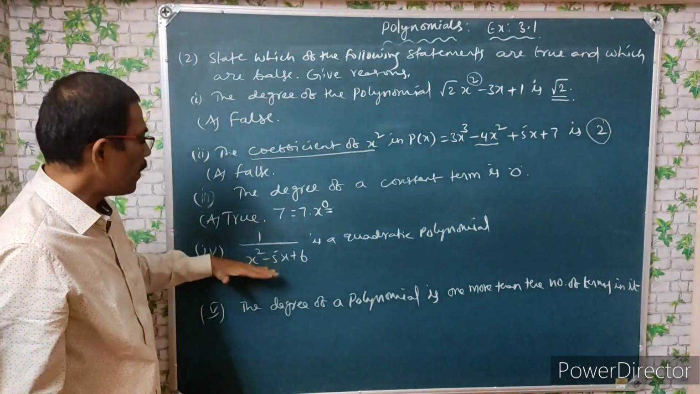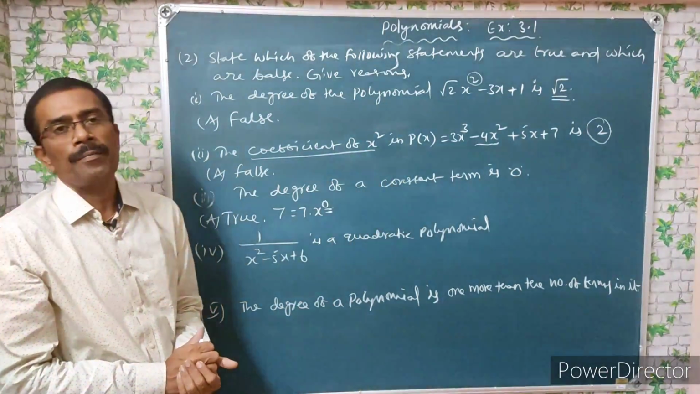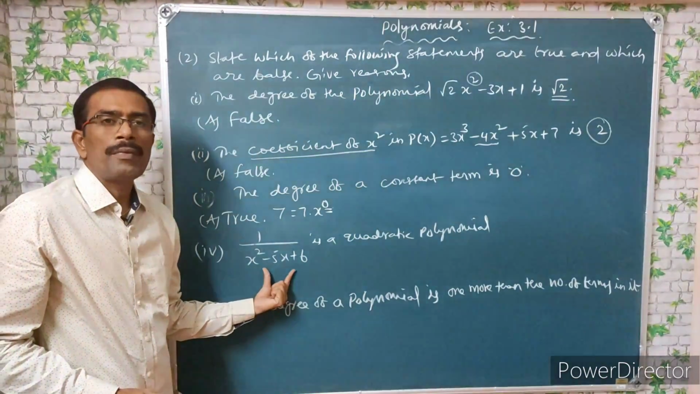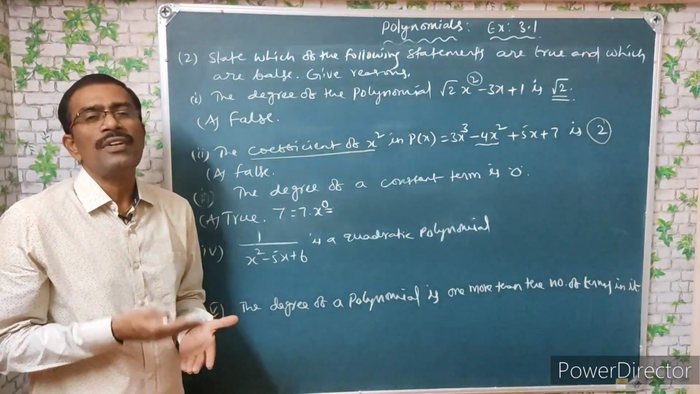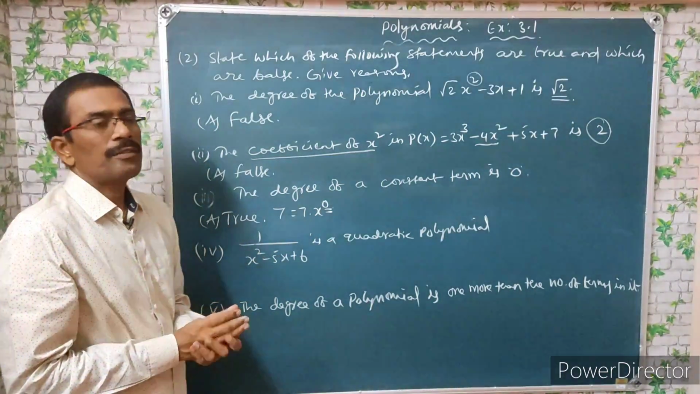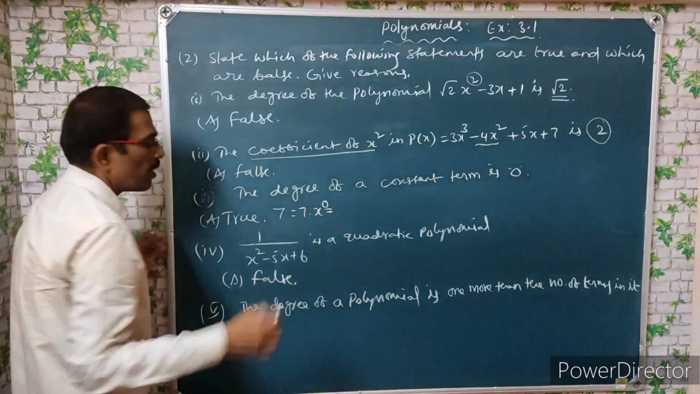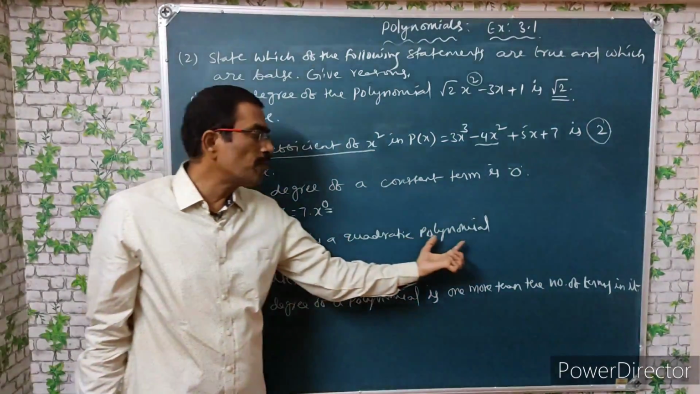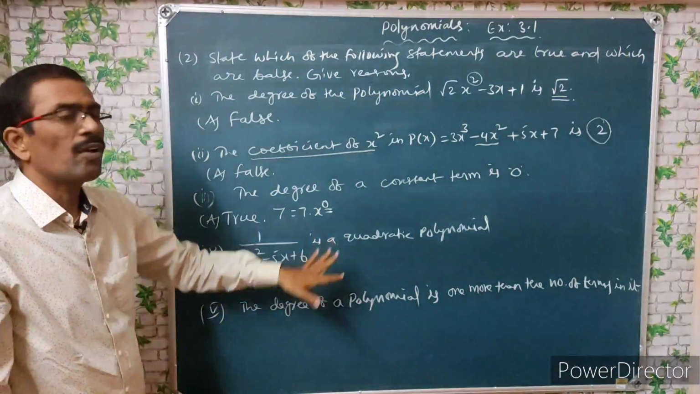Next, 1 by x square minus 5x plus 6 is a quadratic polynomial. See, first of all, it is not at all a polynomial. Why? Because the variable is in the denominator. If the variables are present in the denominator, they are not at all polynomials. Understand? So this is also false, because variable is present in the denominator. And also one more thing is, the general form of the quadratic polynomial is ax square plus bx plus c. You can write any one of the reasons.